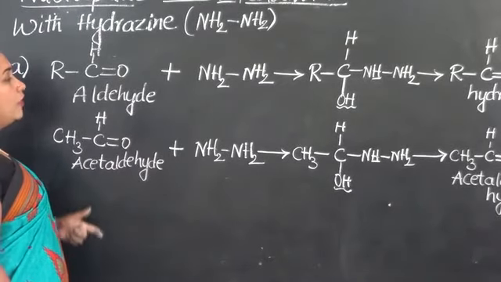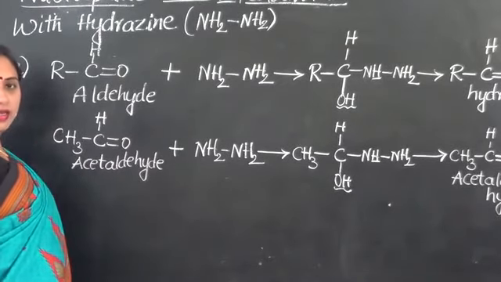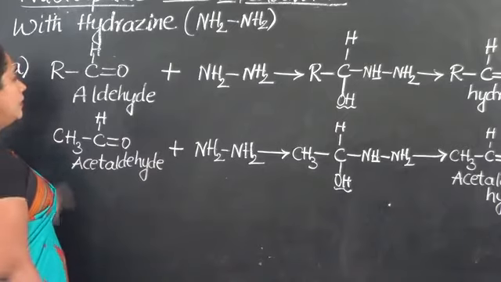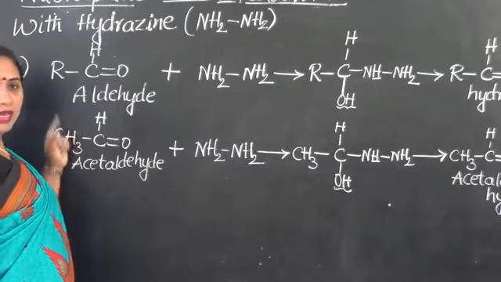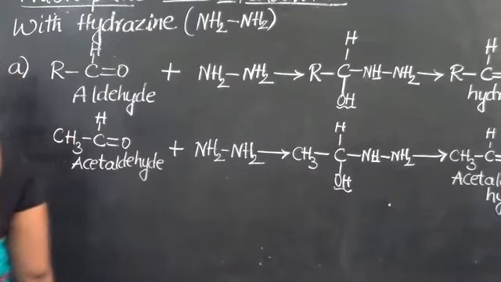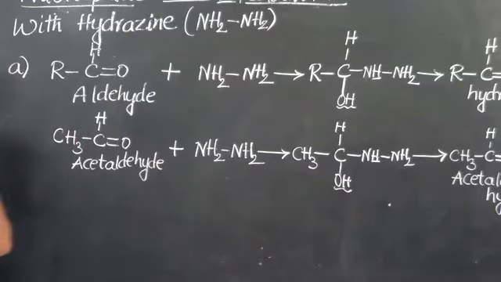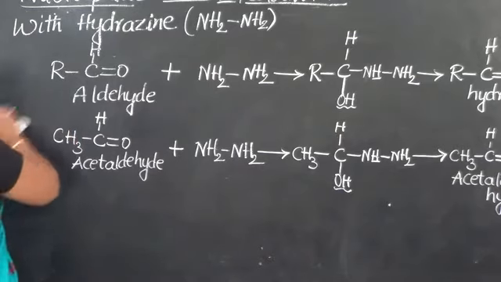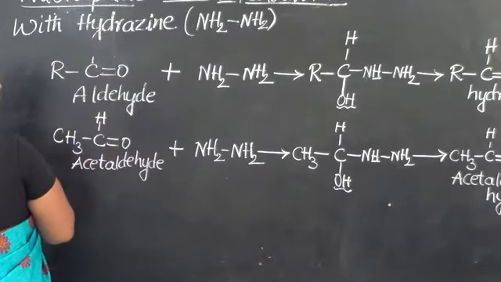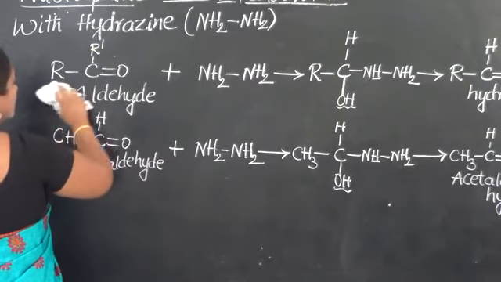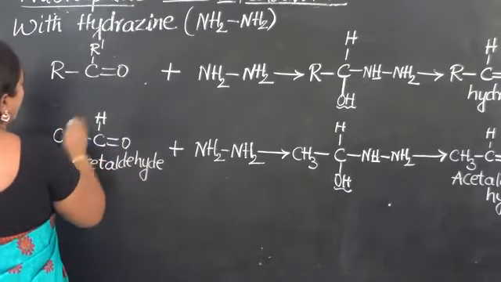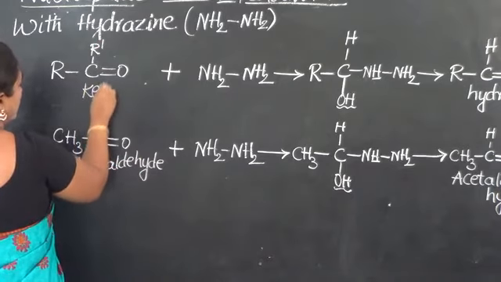Now let us see how a ketone will react with hydrazine. We will just make the required change to represent the ketone in the same reaction. You know the general formula of ketone is RCOR dash. So I will do the necessary change here. RCOR dash. It's no longer an aldehyde. It has become a ketone.